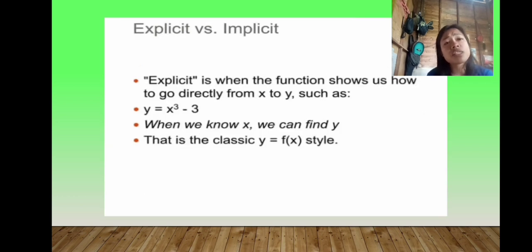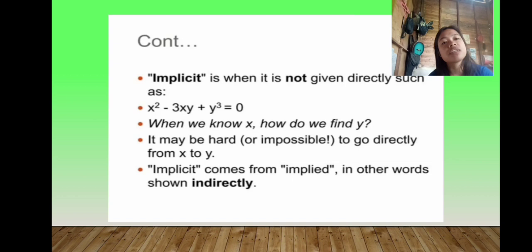Explicit versus implicit. Explicit is when the function shows us how to go directly from x to y, such as y = x cubed minus 3. When we know x, we can find y. That is the classic y = f(x) style. Implicit is when it is not given directly, such as x squared minus 3xy plus y cubed = 0. When we know x, how do we find y? It may be hard or impossible to go directly from x to y. Implicit comes from implied, in other words, not shown directly.